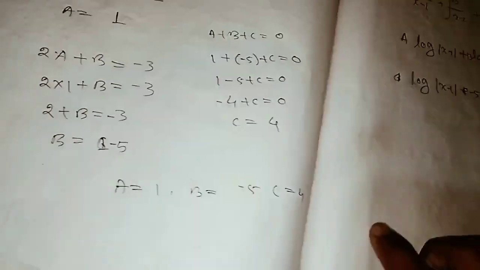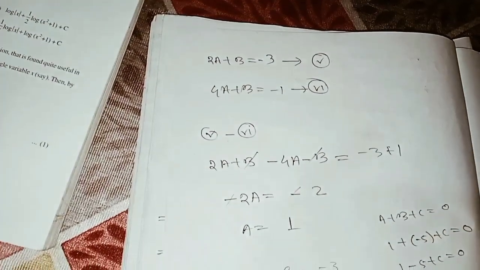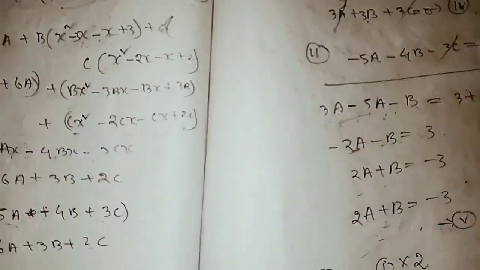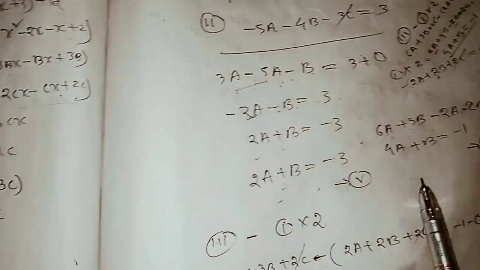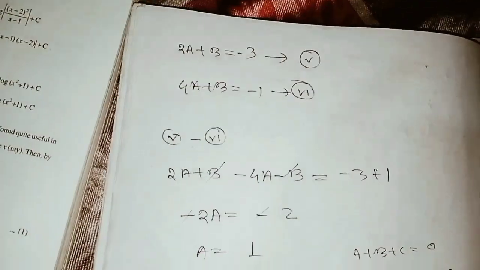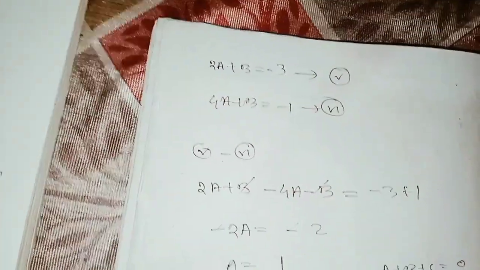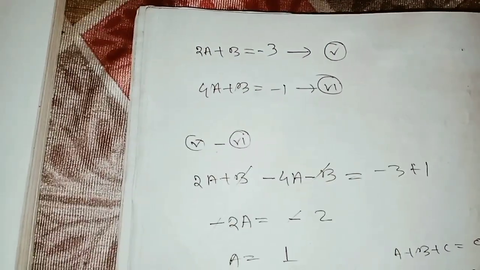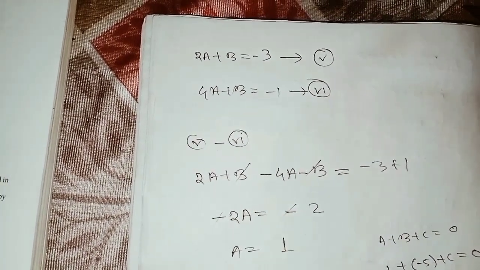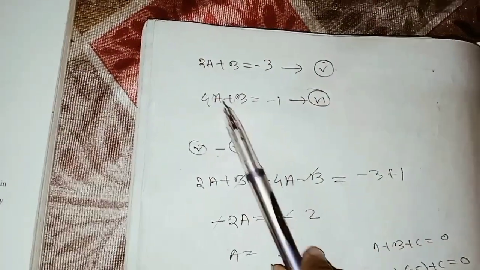Okay, then we finally get two equations, yes or no? Fifth and fourth, you can see, equation number fifth and fourth. Simply we write again for clarification and understanding. So 5 minus 6, you can see. So 5 means what? 5 means this first equation.